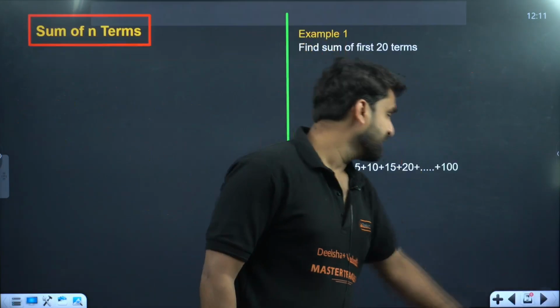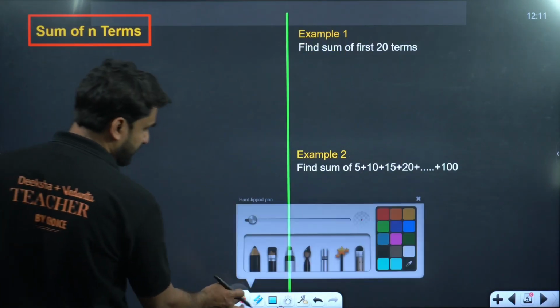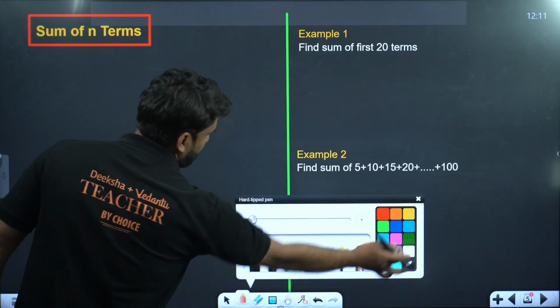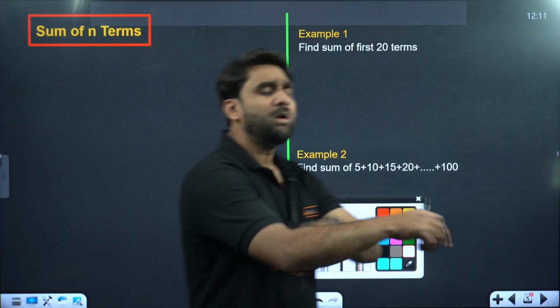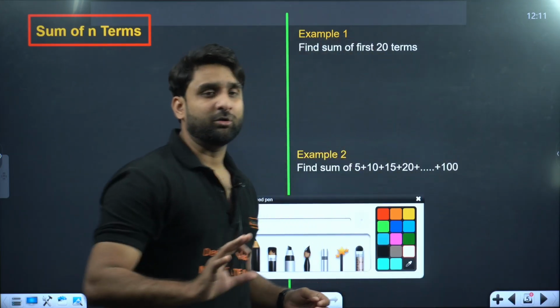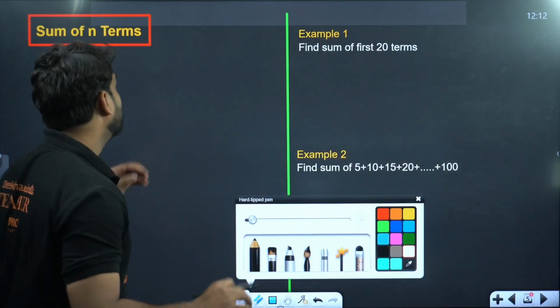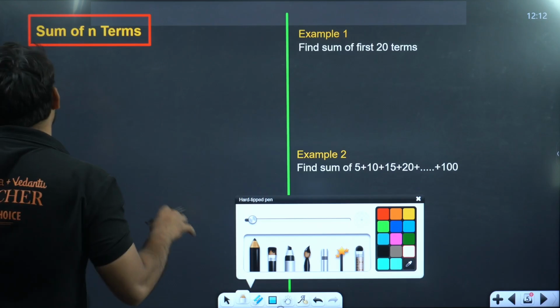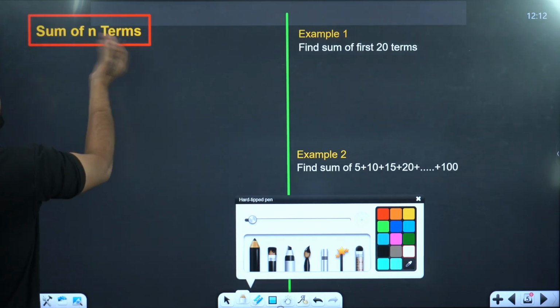Now moving to sum of n terms. This is very important. My dear champion, what is this topic? Let's understand the topic first, then we will talk about the mathematical operation. So first understand it. The question is sum of n terms.